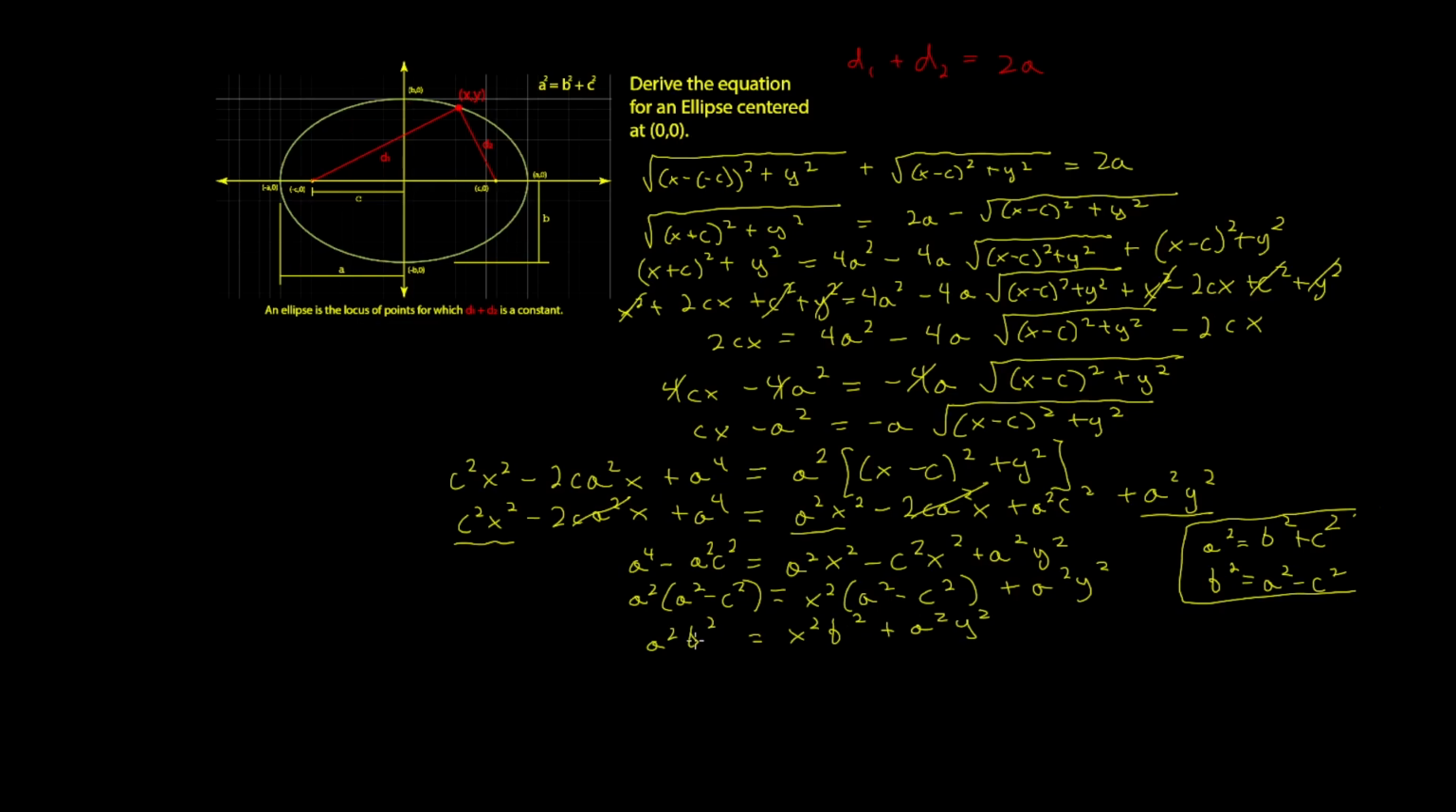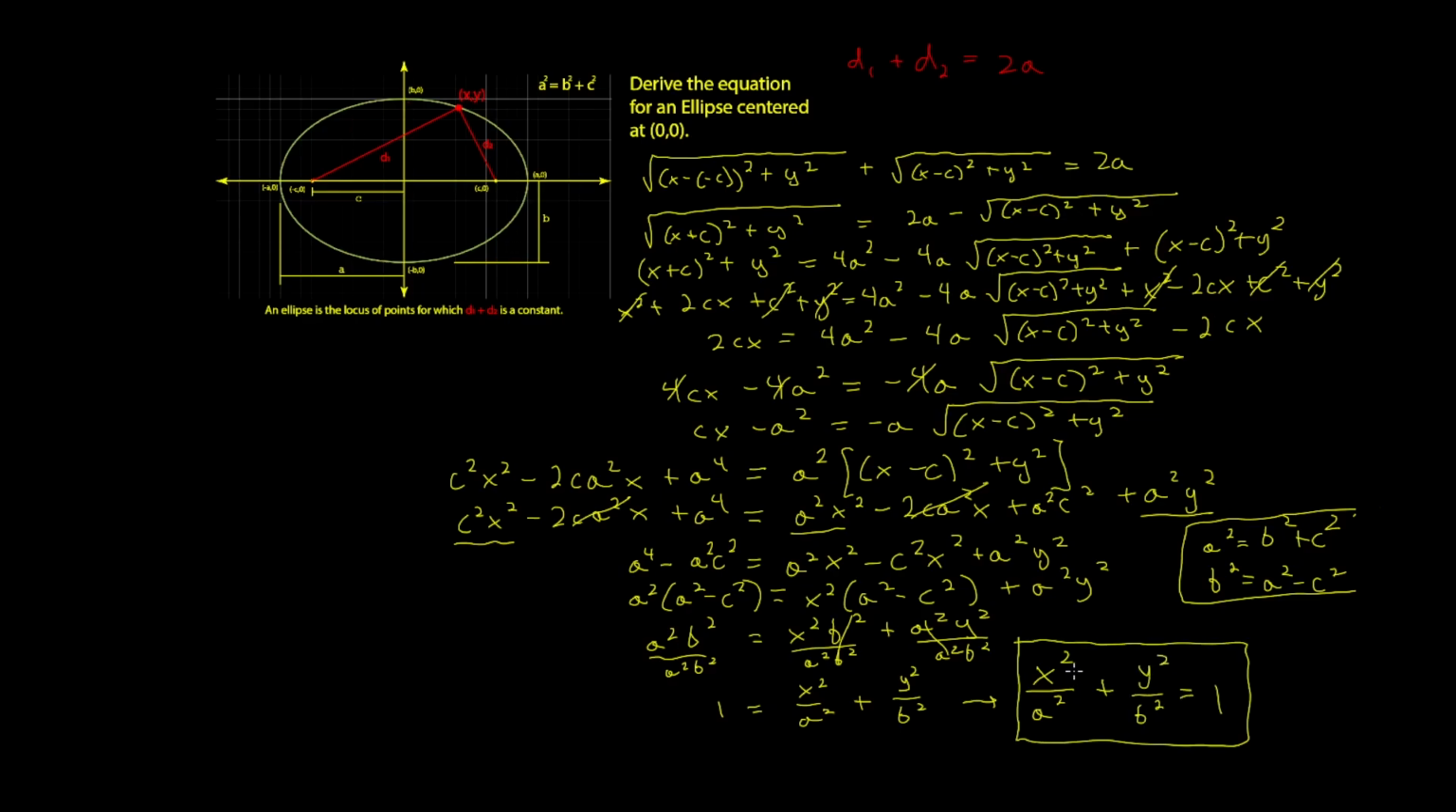Now we're going to divide everything by a squared b squared. We get 1 equals, cancel the b squareds, x squared over a squared plus, cancel the a squareds, y squared over b squared. So flipping it around, we get x squared over a squared plus y squared over b squared equals 1. And that is the standard definition of an ellipse. If you need this for your class, you're going to need to go through this about 5 times before you can do it without making a mistake.